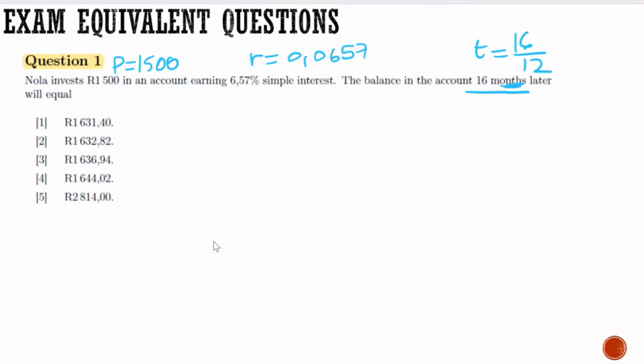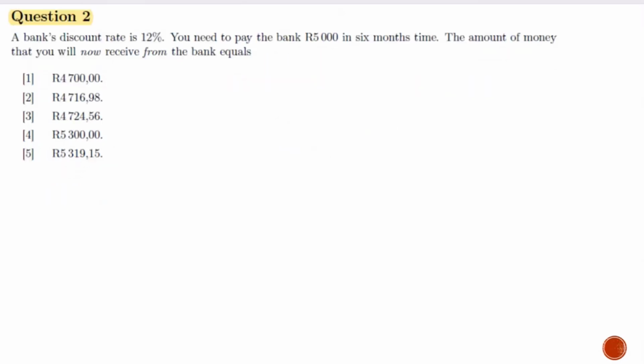So here, what you do is you just take your formula, which is S is equal to P into 1 plus RT. I'm not going to do the full question because I'm looking at the time, because I also want to do the compound interest. So here you just substitute everything, and then you are good to go.